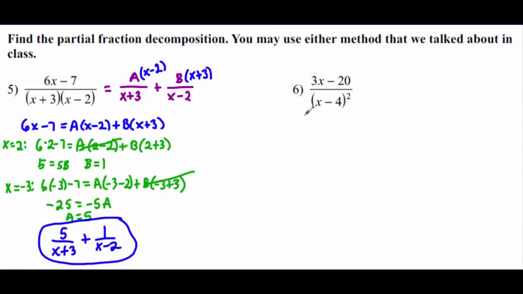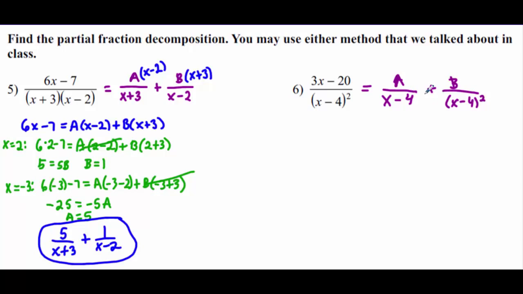So on 6, if we have x minus 4 squared, our two denominators are x minus 4 and then x minus 4 squared. And so on top of these we need a and b. A on one, b on the other. And this is the thing that can trip you up. We don't need bx plus c on top because x minus 4 itself is linear. The squared's on the outside, so I don't need bx plus c.